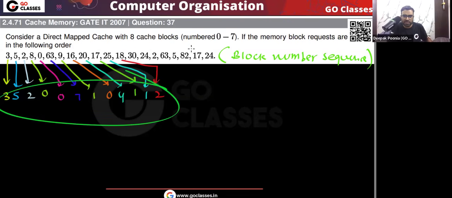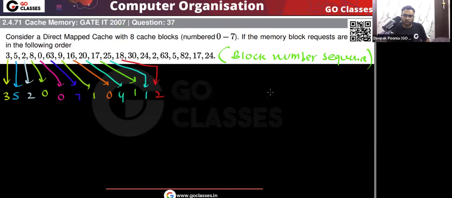These are the line numbers to which these blocks will map to. In the direct mapped cache, every main memory block will map to a unique line. These are those lines to which these main memory blocks will actually map to. Yes or no? What about this 30? Find for this 30 also. Divide by 8 and find the remainder. So for this 30, it will be 6. What about this 24? It will be 0. For this 2, it will be 2.